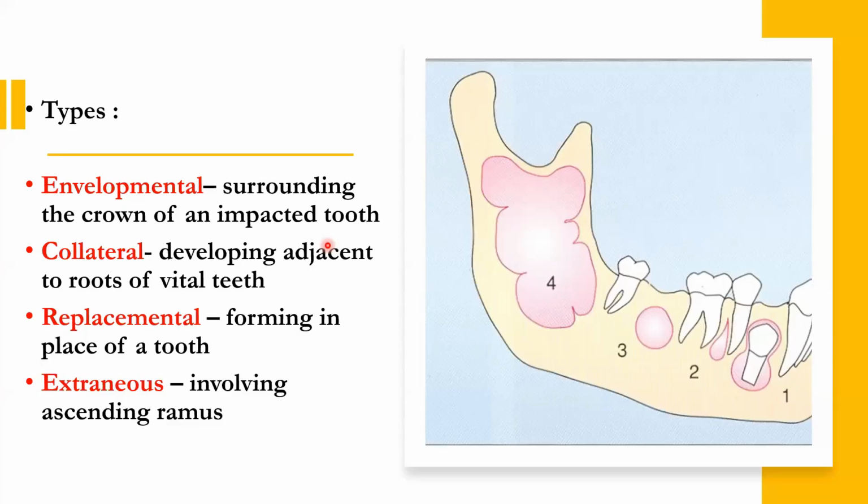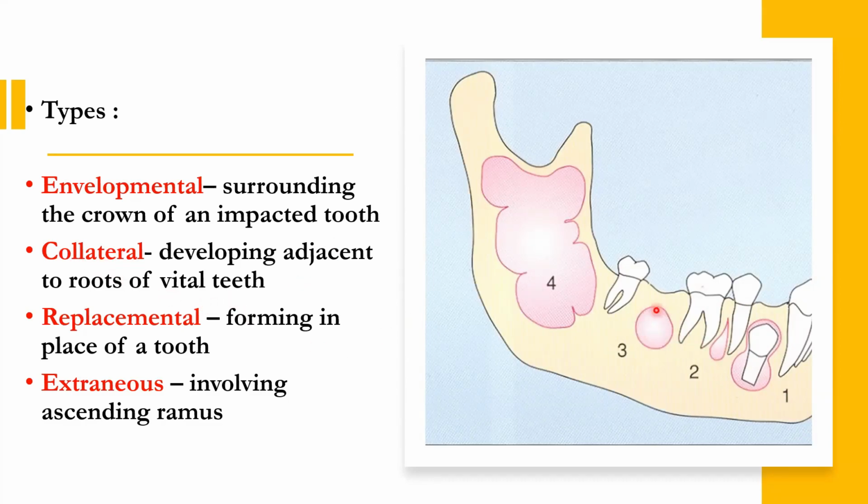There are different types of this cyst. The first one is the envelopmental type. This is surrounding the crown of an impacted tooth. Collateral is developing adjacent to the roots of vital teeth. These two are vital teeth. It's not affected by any other pathology. But the cyst is developing right in between them, like in a collateral way. That's why it's called as collateral.